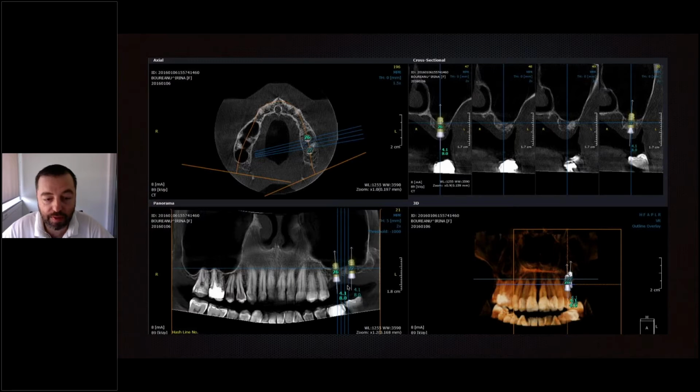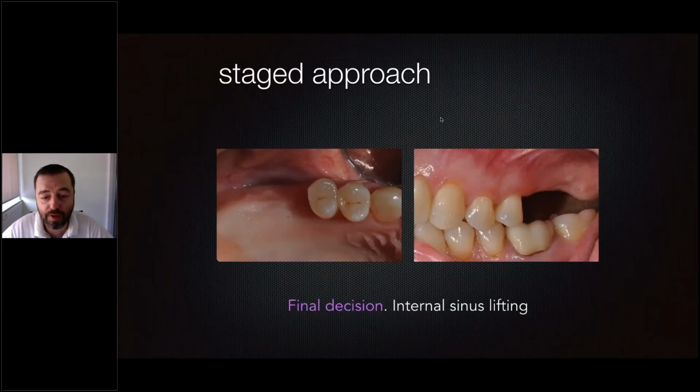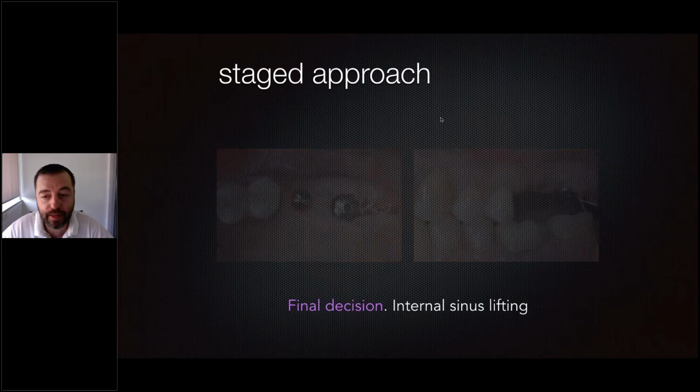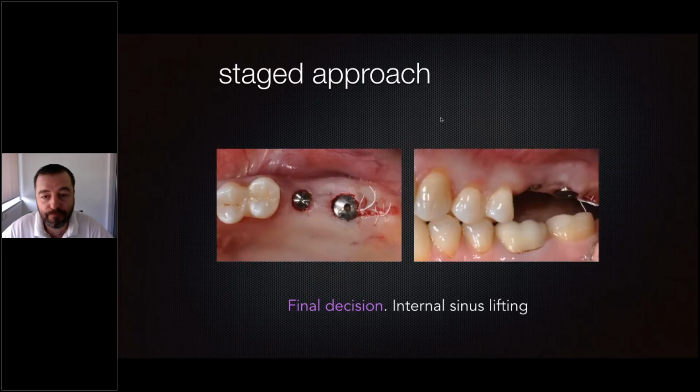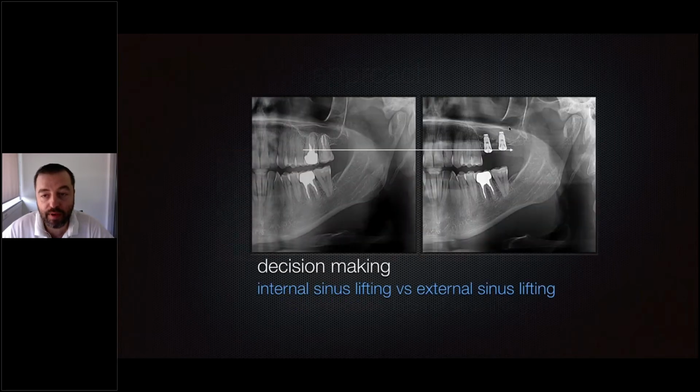You can see here the level of the gingiva, and our proposed levels of the future implants and how much we want to elevate. So this is the clinical aspect before the internal sinus lifting. That was our final decision. And the clinical aspect and the X-ray after. You can see the level of the bone that we elevated a little bit together with the sinus membrane.